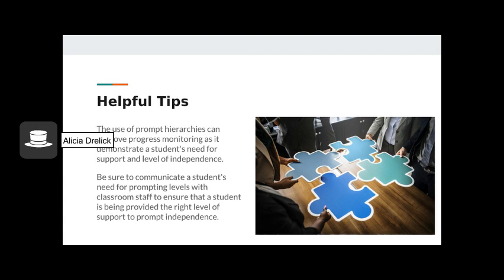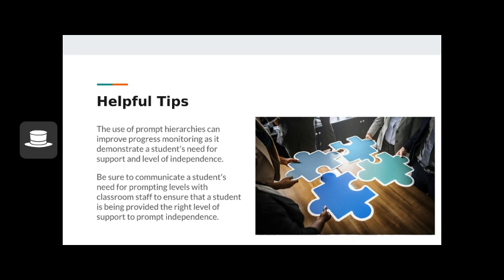Understanding prompt hierarchies is crucial to teaching students with autism spectrum disorder. By understanding prompt hierarchies and monitoring the level of prompts that are needed, we can help support a student as they move towards greater independence. You want to make sure that you communicate a student's prompting level that is needed with classroom staff. That way, we're providing the right level of support that is needed without increasing student dependence on adult staff members.